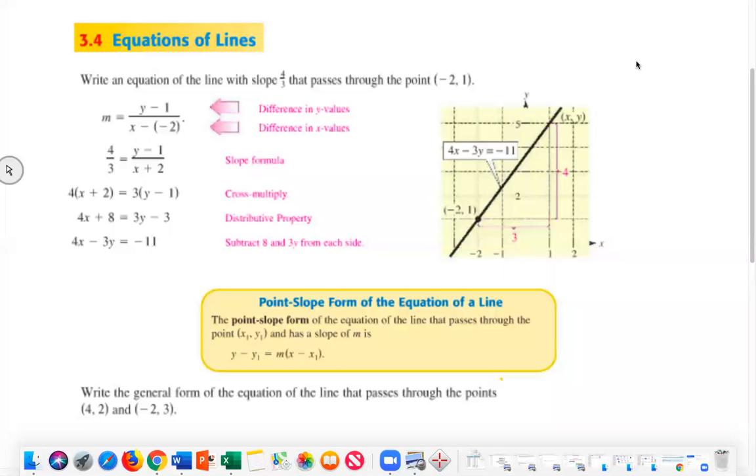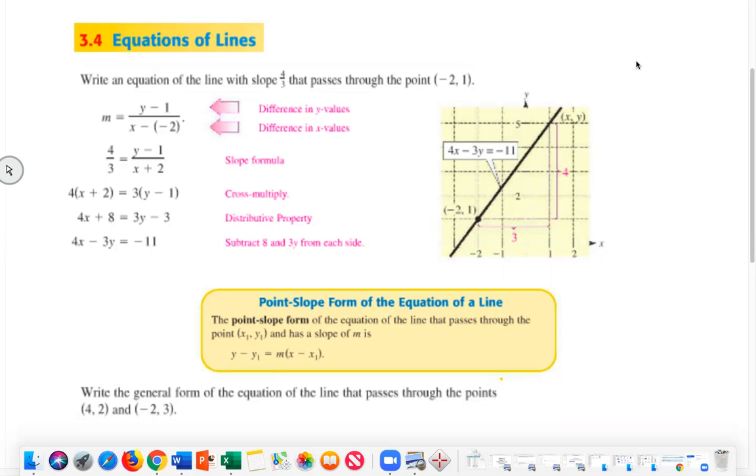All right, 3-4 equations of lines. You guys already know this. It was a little bit on the review. All right, so you guys already know this a little bit. It was already out there. Okay, so I know you guys know how to do it.